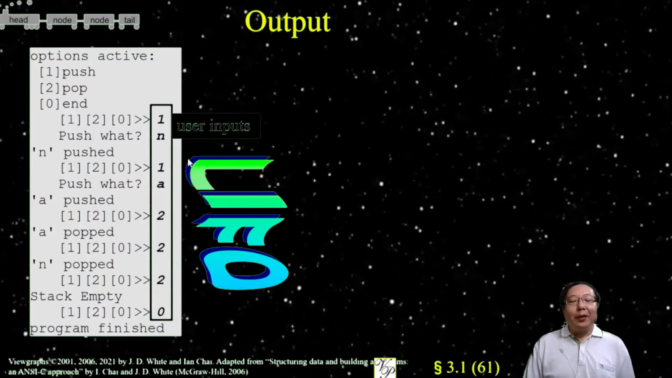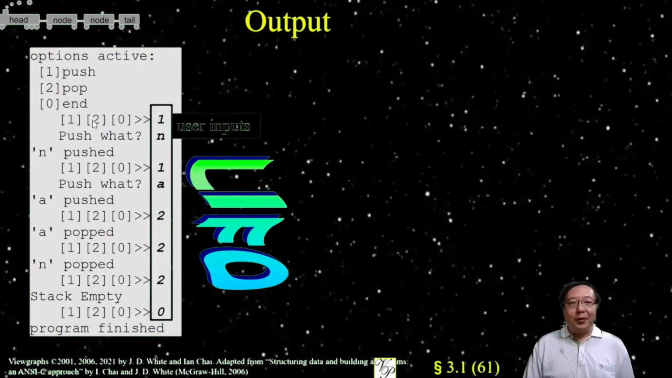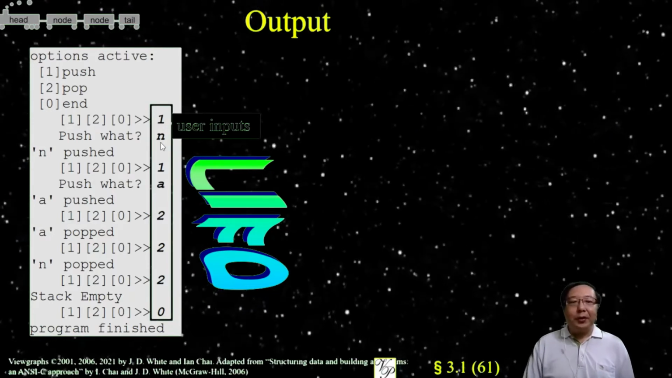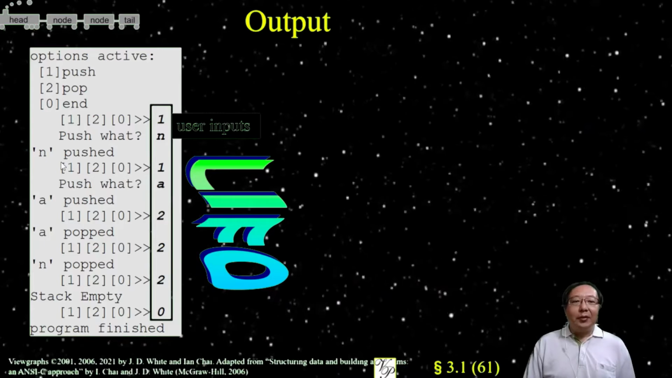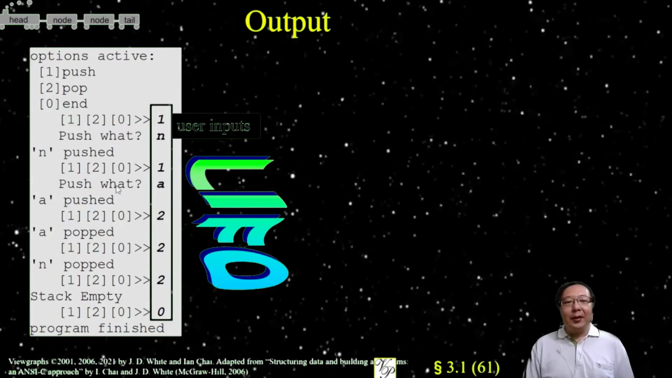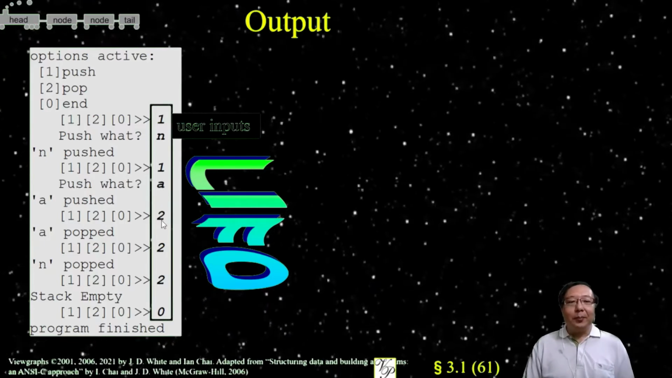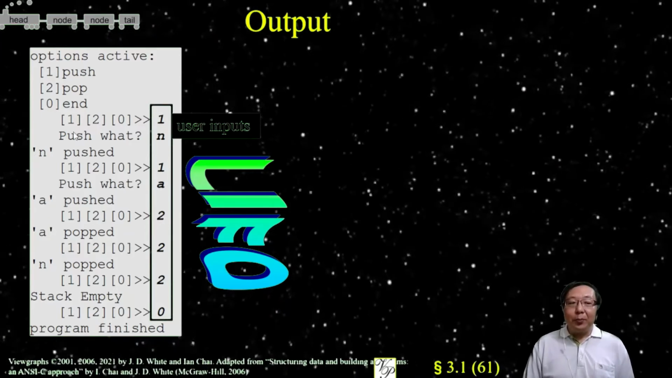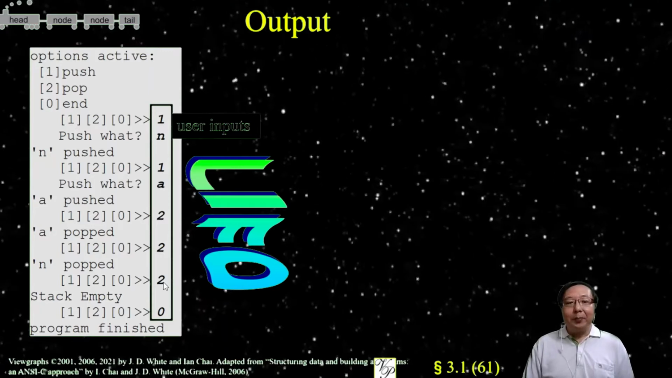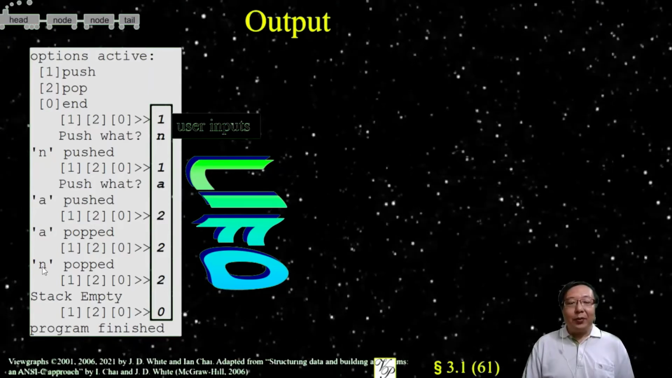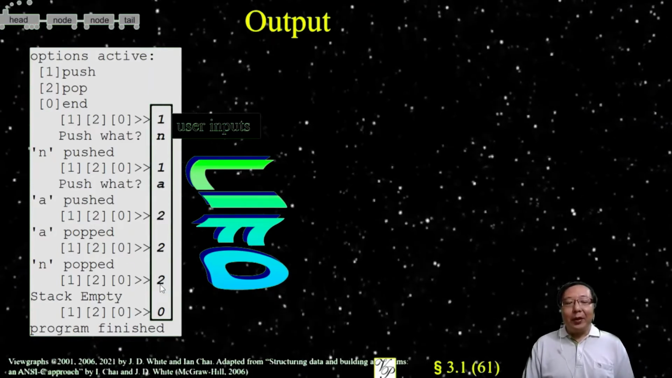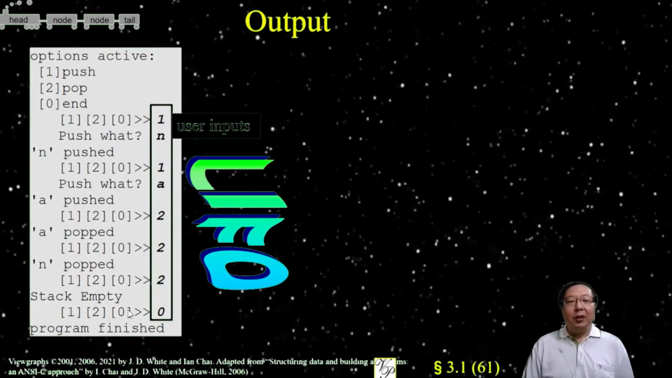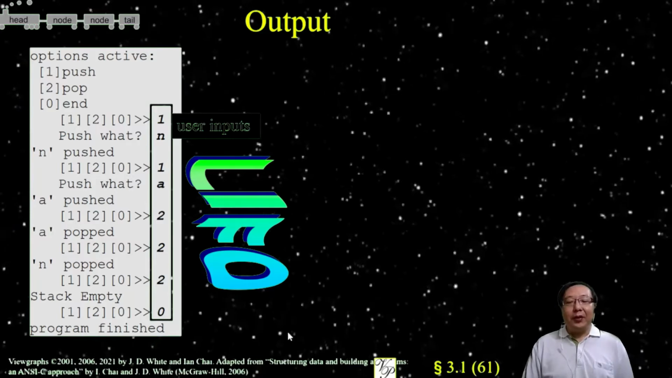So this is an example output. It all depends on what the user inputs. If the user presses 1, which means push, it asks what you want to push, and you say N, so N is pushed. Then you press 1 again and push A. Then you press 2, which means pop. The A, which was pushed last, is popped. Then I press pop again, and the N is popped. If I try pop again, it says, sorry, cannot. Stack is already empty. Then I can enter 0 to finish.